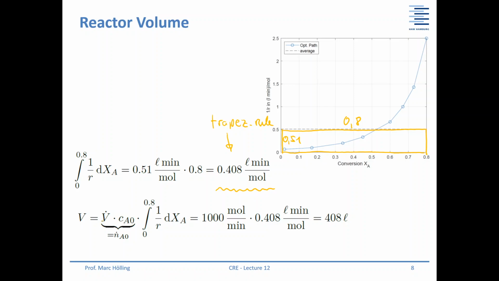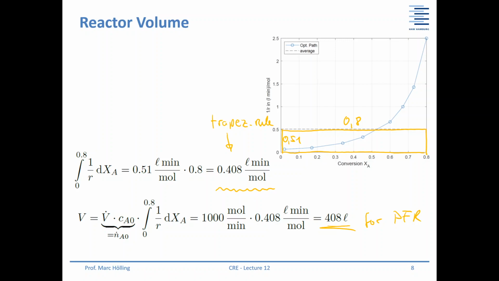the volume flow times the concentration, and this is our inlet mole flow of component A, and then you have to multiply it by this integral. So in the example values there, the mole flow was given as 1000 mole per minute. Then you have your integral value here, and then you end up with a plug flow reactor volume of 408 liters. So it's less than half a cubic meter.